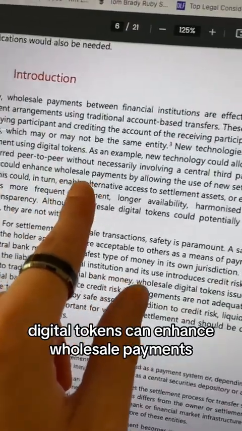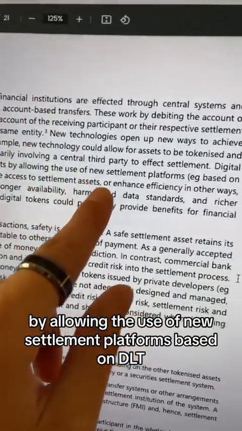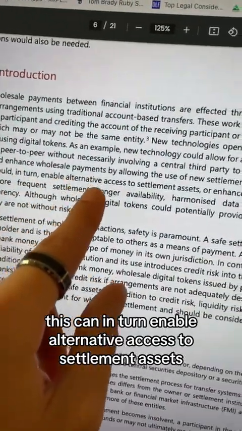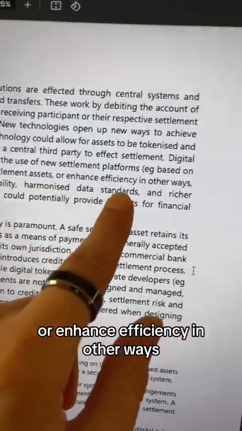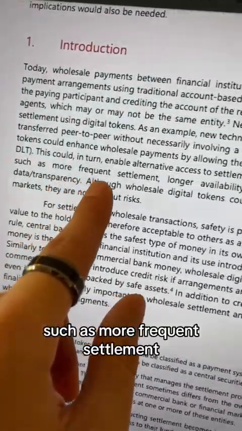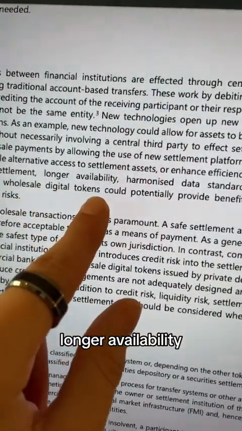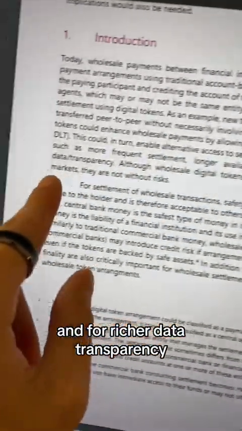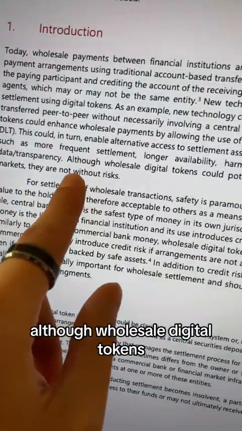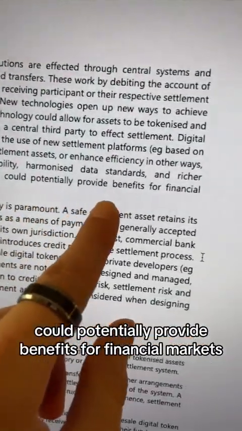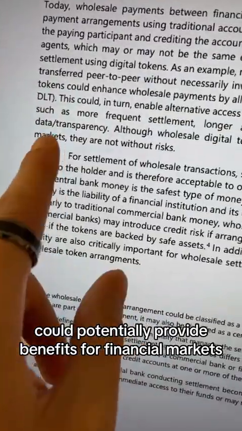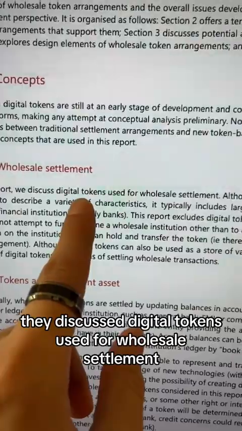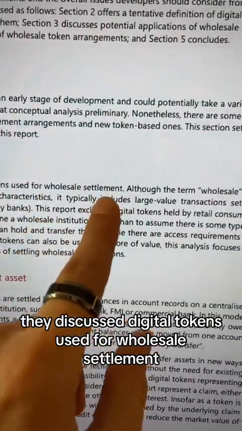Digital tokens could enhance wholesale payments by allowing the use of new settlement platforms based on DLT. This can in turn enable alternative access to settlement assets or enhance efficiency in other ways, such as more frequent settlement, longer availability, harmonized data standards, ISO 20022, and richer data and transparency. Although wholesale digital tokens could potentially provide benefits for financial markets, they are not without risk. So in the report, they talk about wholesale settlement. They discuss digital tokens used for wholesale settlement.